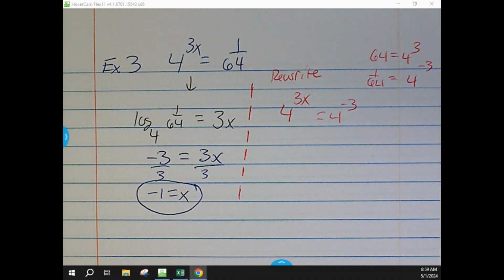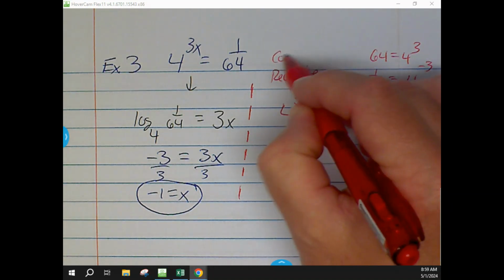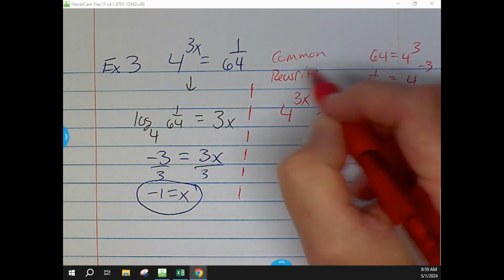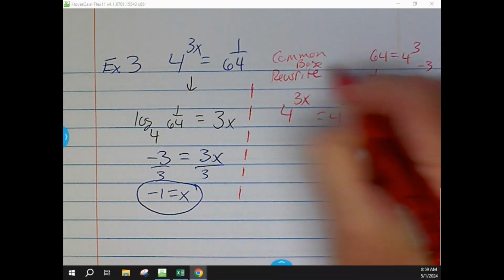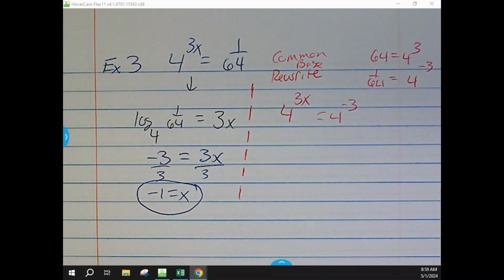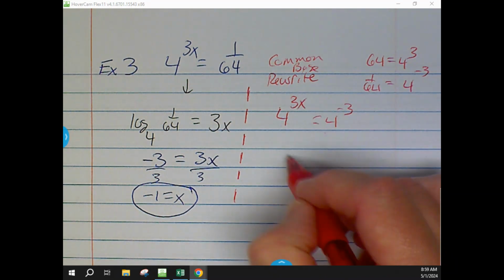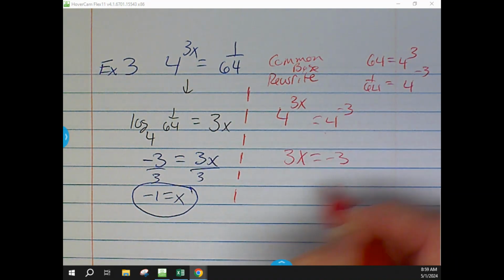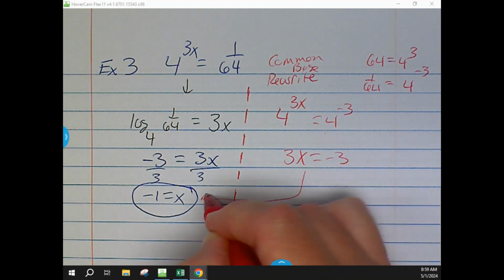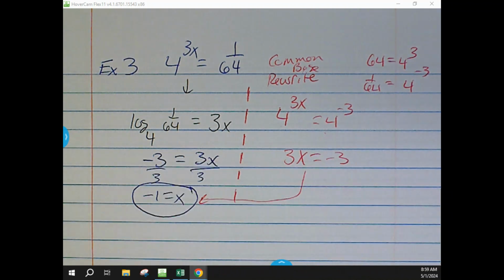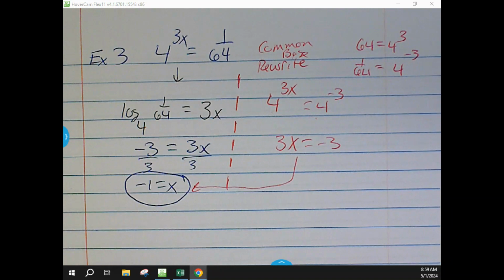So if they ask you to rewrite it with a common base, then that's what we'd have to do. Okay, and again, once you've got that, base 4, you can throw out the bases. You're back to 3x equals -3. And again, now you're back to basically the same thing that you have right there. So some of the questions, again, they tell you to rewrite with a common base is saying you don't have to use a calculator, but you can also use a calculator and get to the same answer.